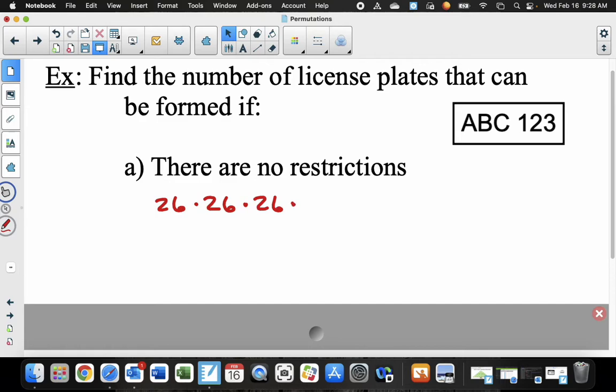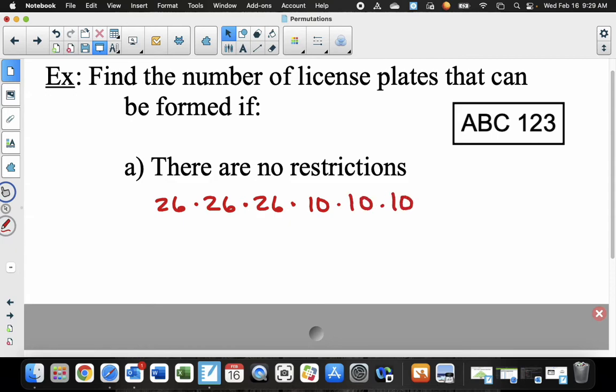Then we move to the numbers. How many options for the first number? 10, because you could have 0 through 9. There are 10 options that could go in that first spot. You could have a 0, 1, 2, 3, 4, 5, 6, 7, 8, or 9. So there are 10 options. And then 10 again, and 10 again.